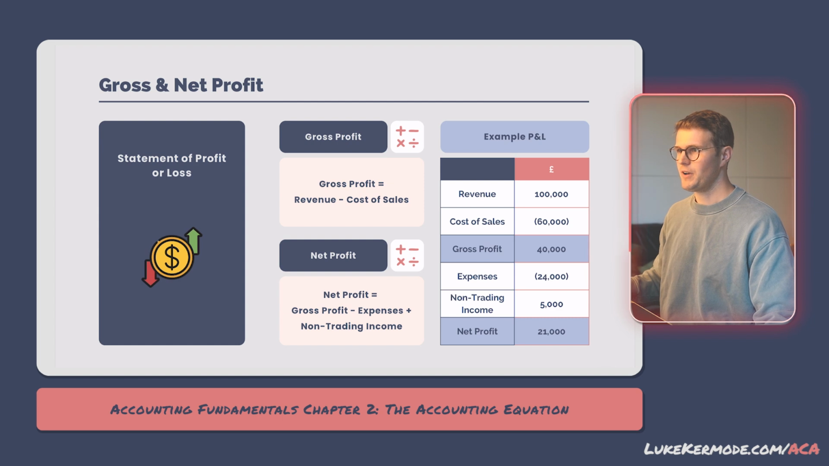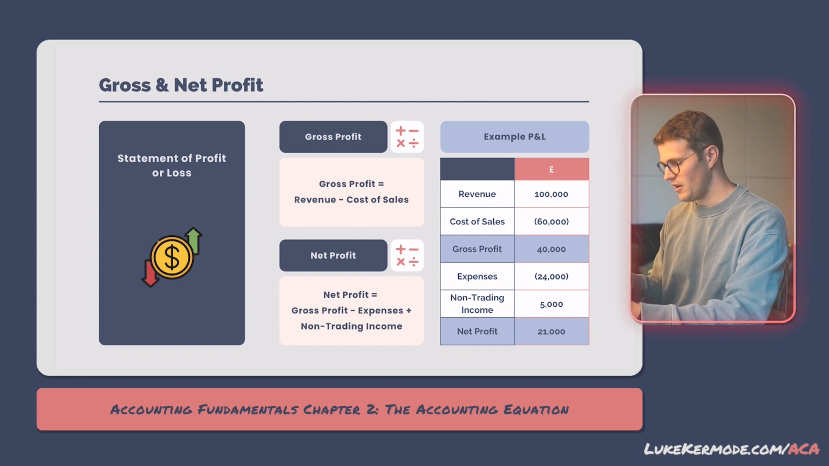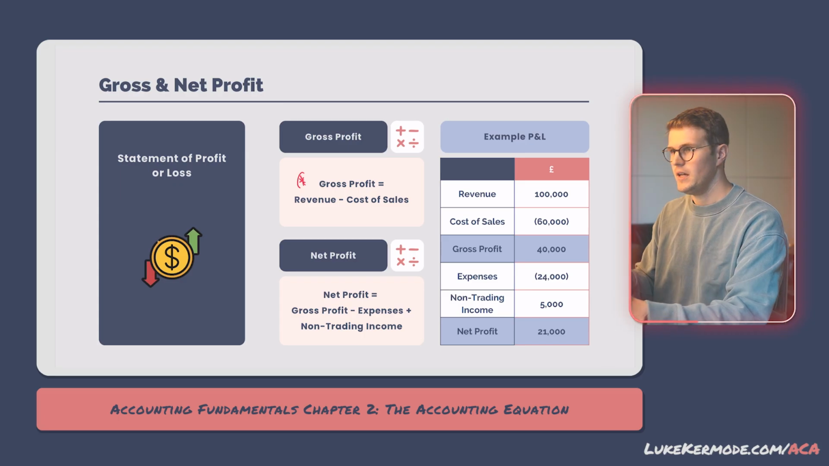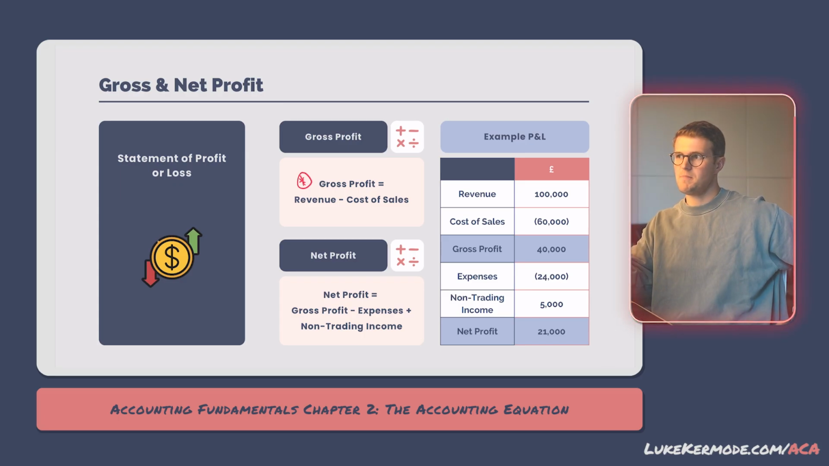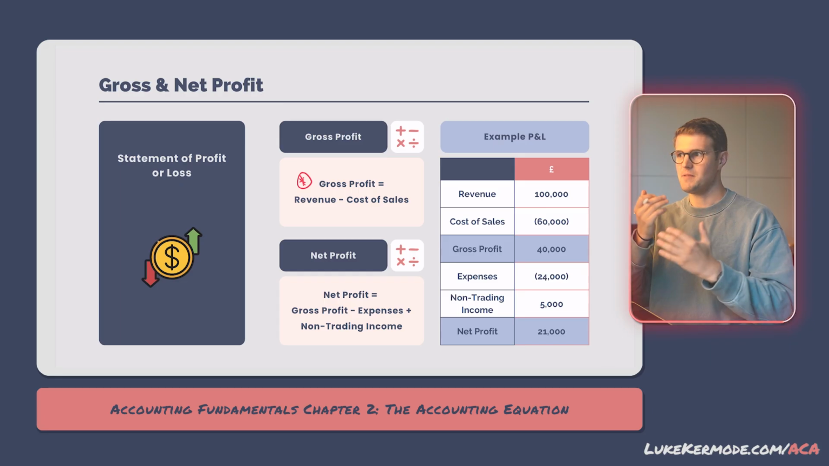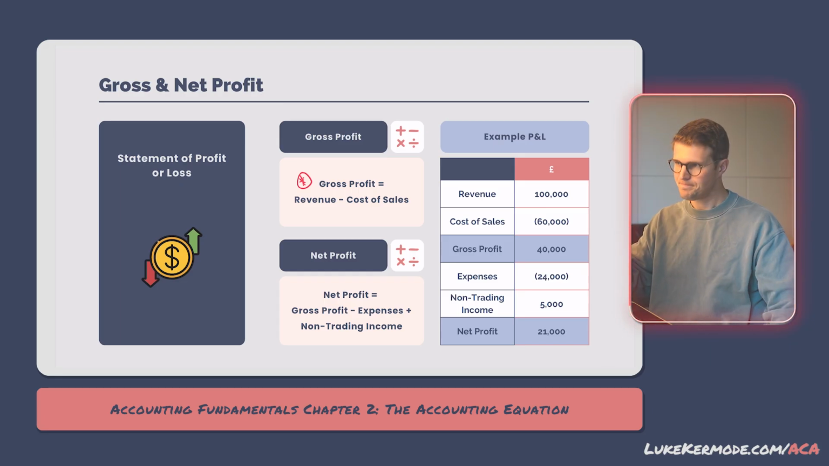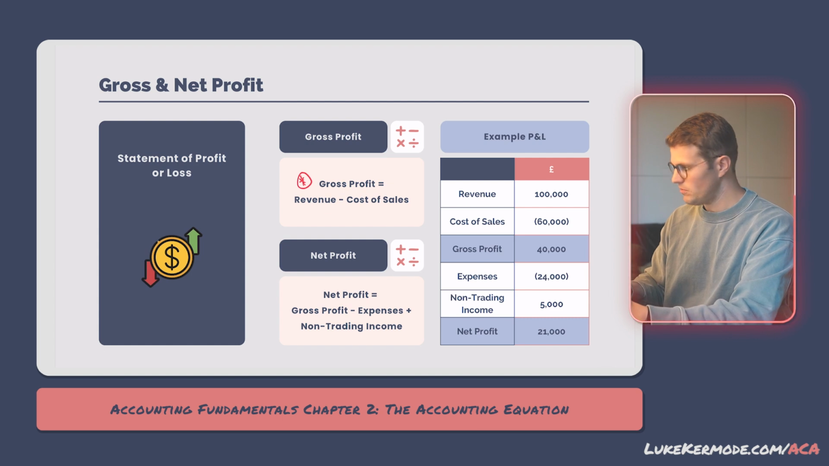Firstly, gross profit is calculated by subtracting the cost of sales from revenue. It shows how much profit the business makes from its core business or trading activities before we deduct any overheads and operating costs. Gross profit is a useful measure of a business's trading efficiency because it tells us how well the business is managing things like pricing, purchasing, and inventory management. Then we move on to net profit.